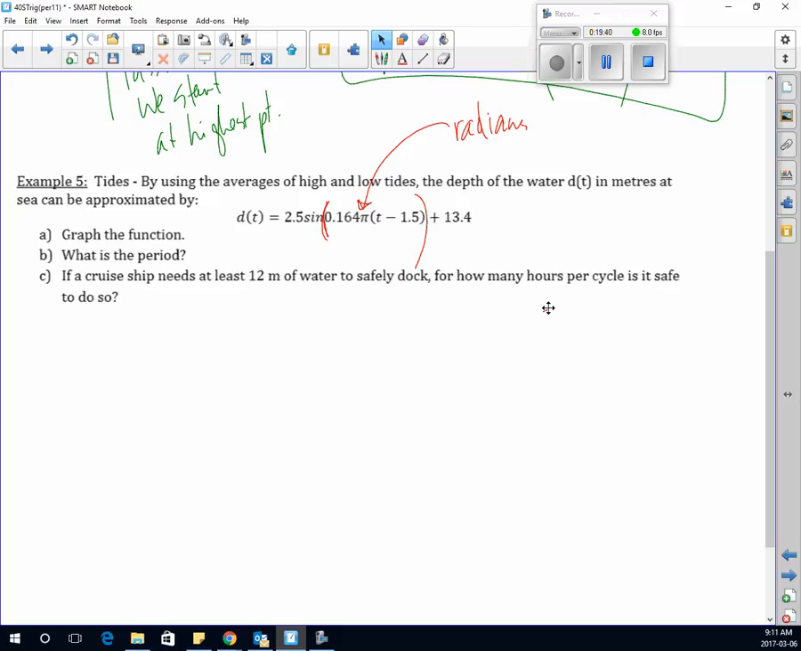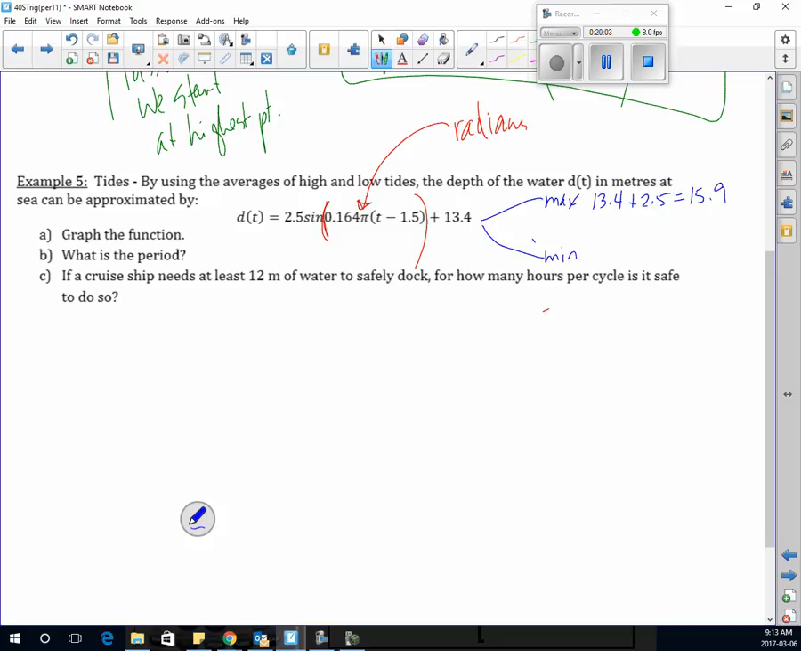Okay, so let's grab our graphing calculator and graph this. So in order to have the best viewing window, you need to figure out what your max is. It's 13.4 plus 2.5, so that is what? 15.9, and what's my minimum? 13.4 subtract 2.5, and what do we get there? 10.9? Is that right? Okay, so now go to your viewing window.